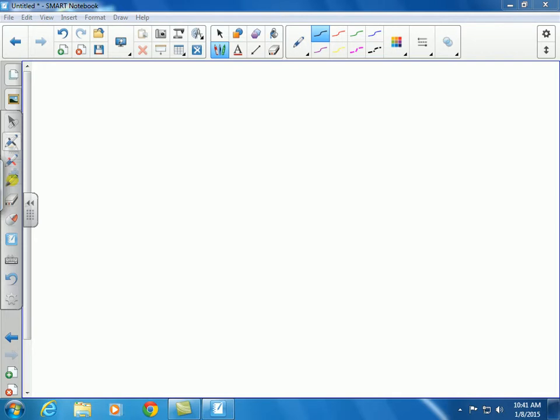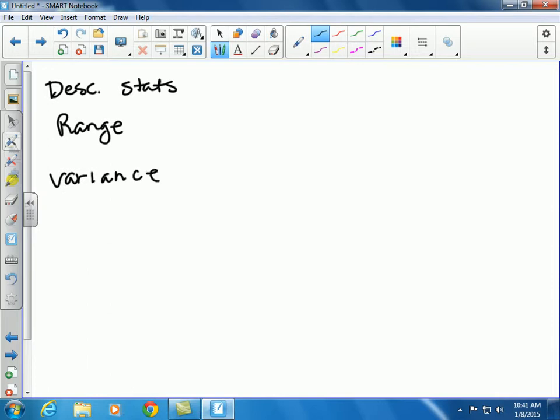Okay, we're going to continue our talk of descriptive statistics, but this time we're going to talk about how we measure the spread of the data, or how we measure the dispersion of the data. And so there's a few of these that we can talk about. We can talk about the range, the variance, and the standard deviation.